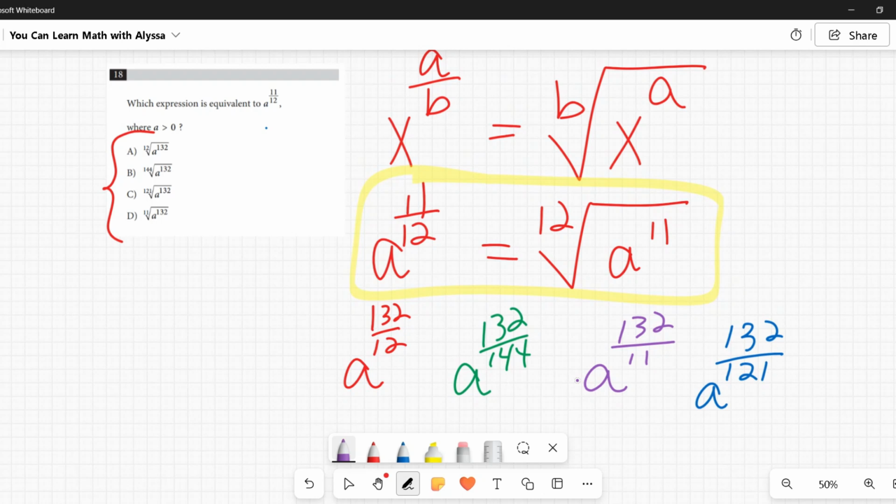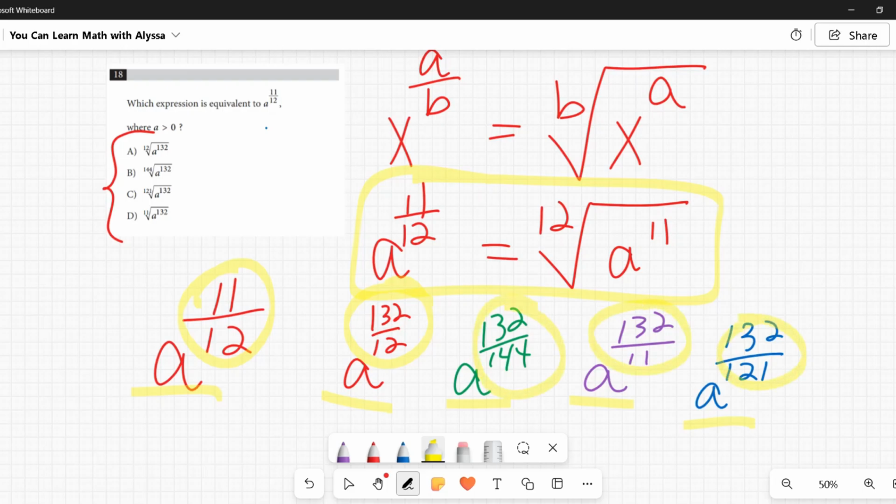Which of these could possibly be equal to a to the power of 11 twelfths? So really what I'm saying is, which of these fractions is equal to 11 twelfths? We have this 11 twelfths fraction, because the base is not changing. It's a in all of those. So that's not going to change. So I just need to know which of these 4 fractions is equivalent to 11 twelfths.